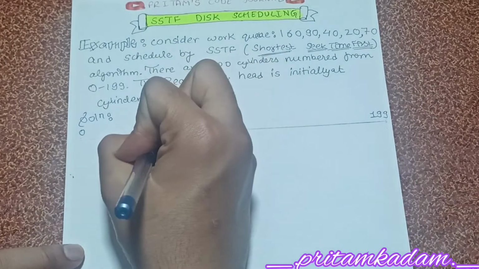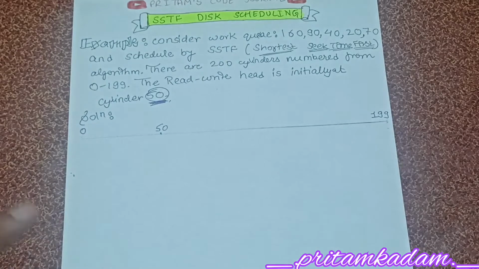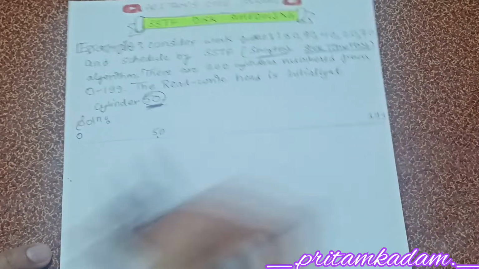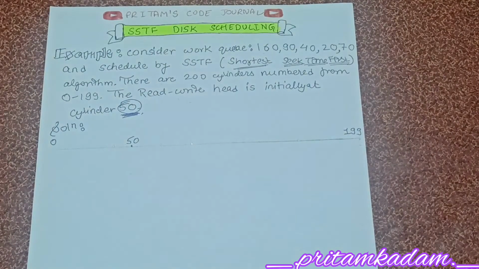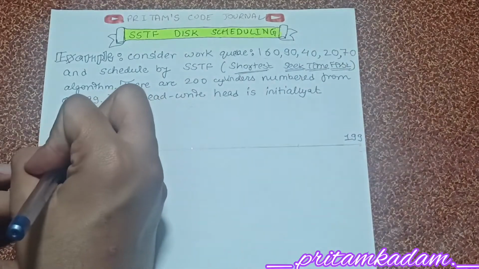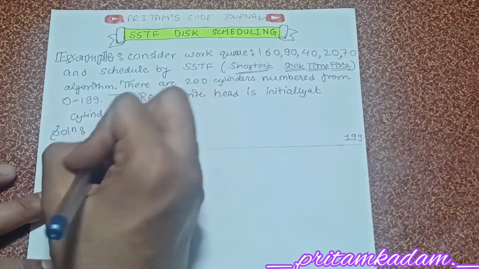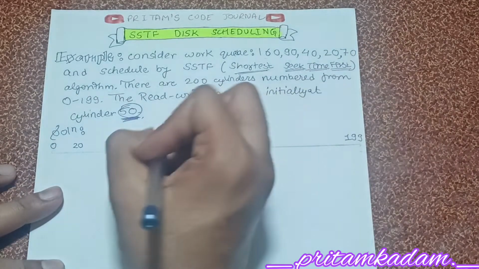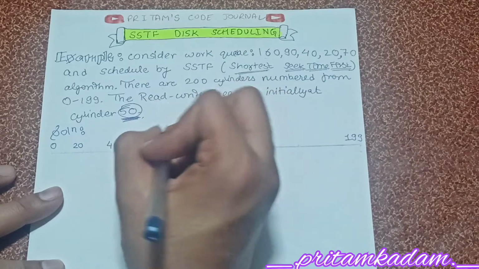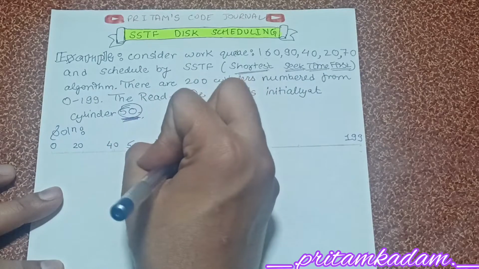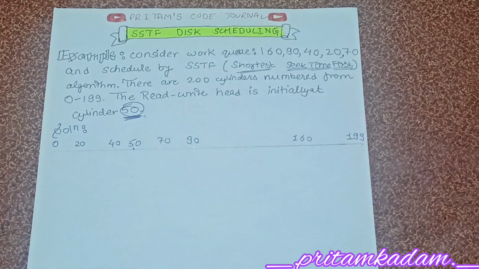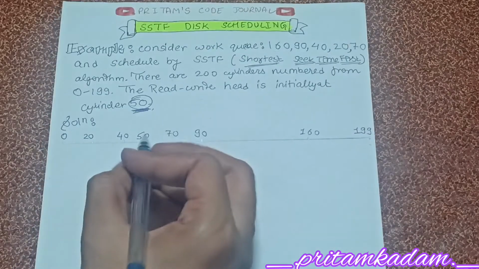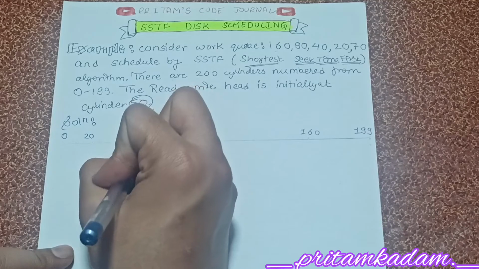We will find the minimum seek time from the current head position. Okay, so first of all let us allocate all these. So 20, 40, then we have the 50, then 70. Okay, so 70, and then 90, and then we have 160 over here. Okay, so we have to calculate the minimum seek time from the current head position.